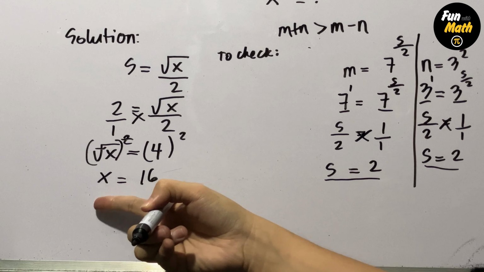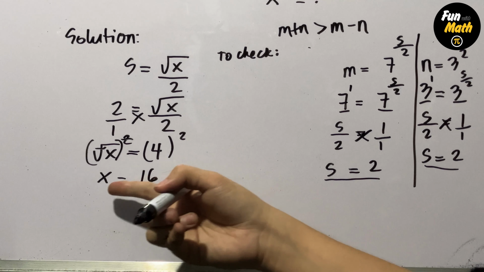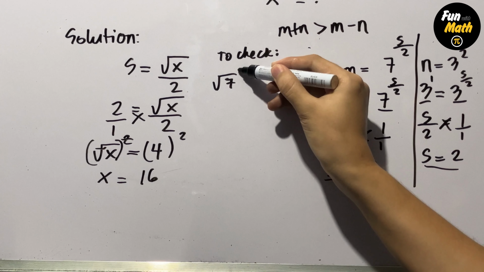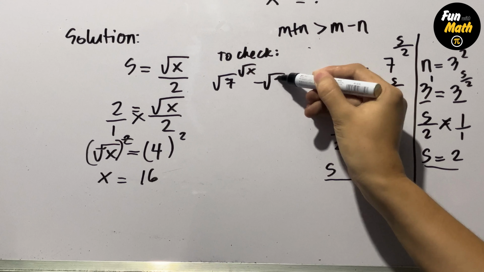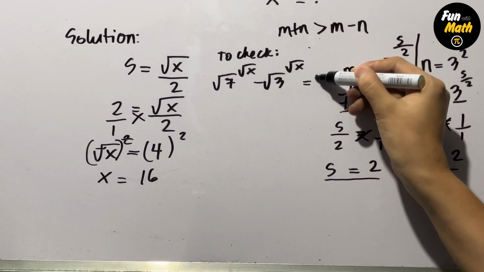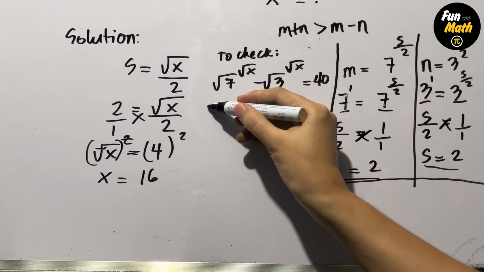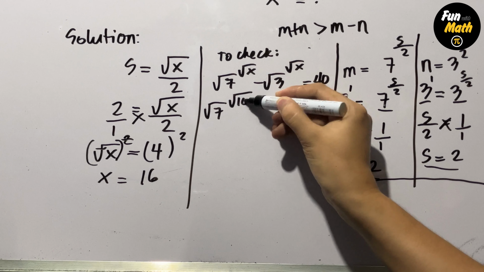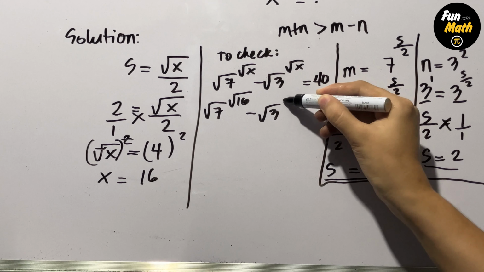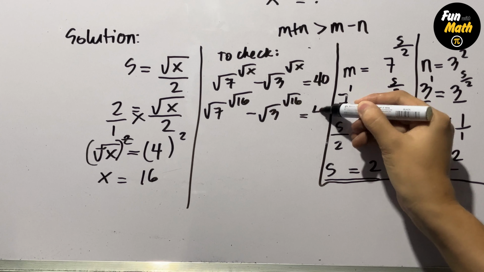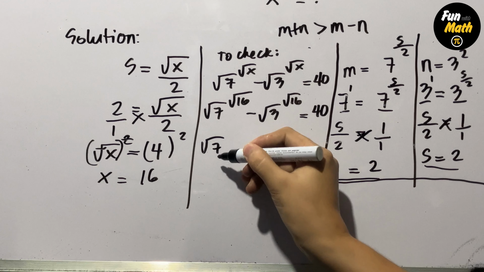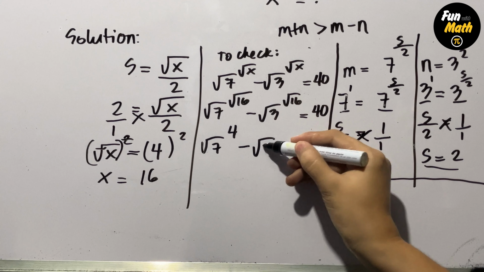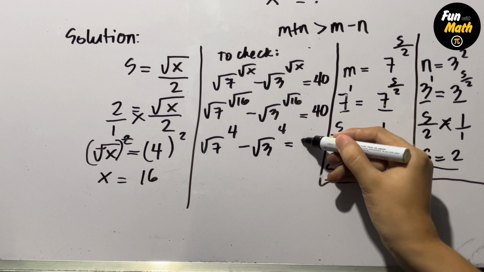Now to check if the value of x is correct, let's go back to the given equation: square root of 7 to the power of square root of x minus square root of 3 to the power of square root of x equals 40. Now substitute. This is now square root of 7 to the power of square root of 16 minus square root of 3 to the power of square root of 16 equals 40. Now square root of 7 to the power of, this is 4 because square root of 16 is 4, minus square root of 3 to the power of 4 equals 40.